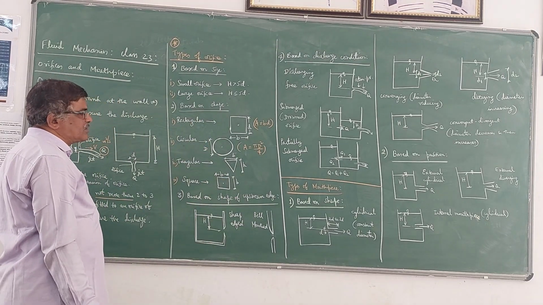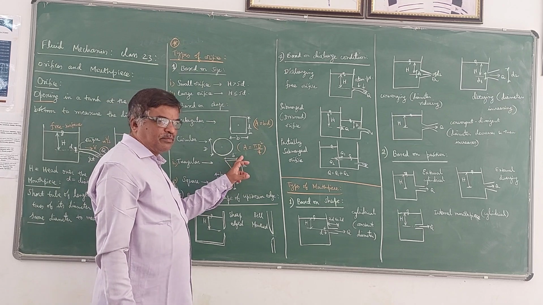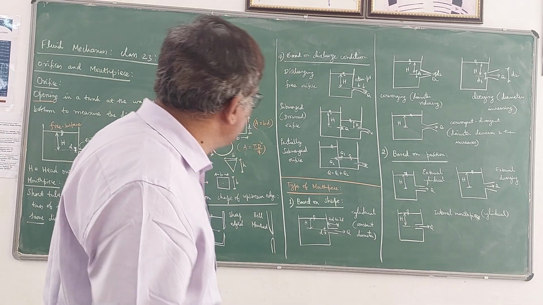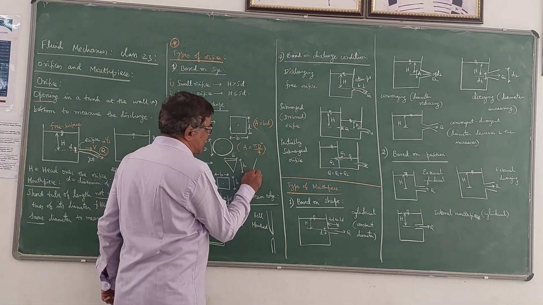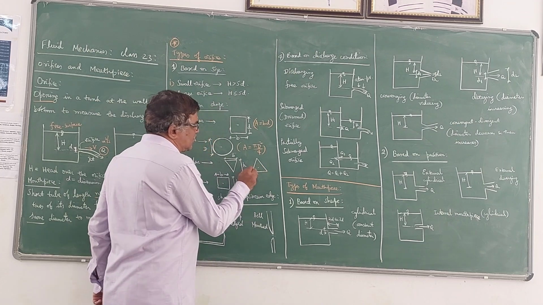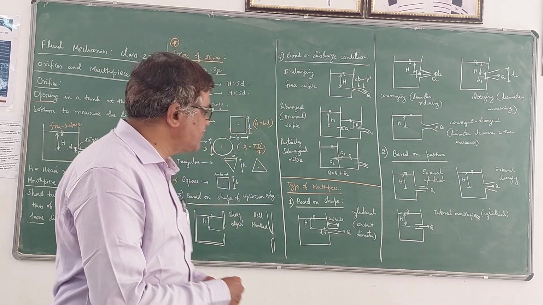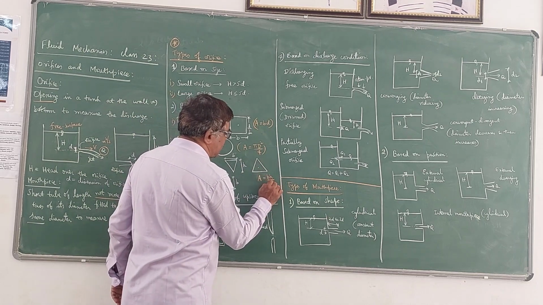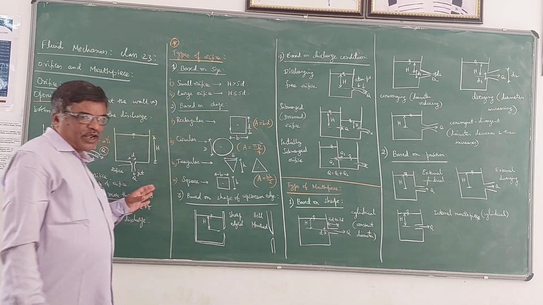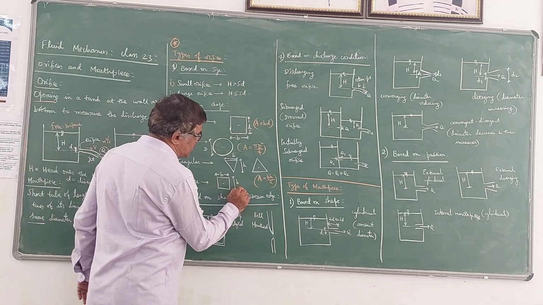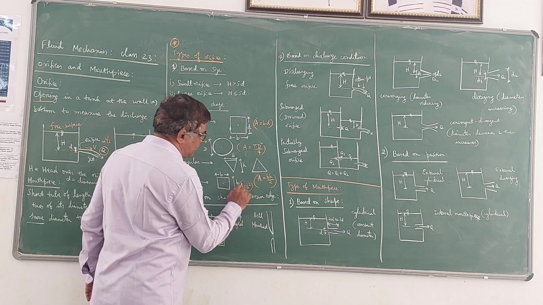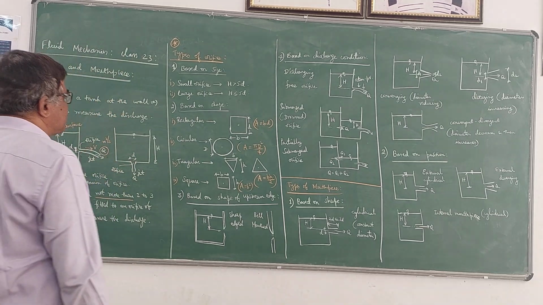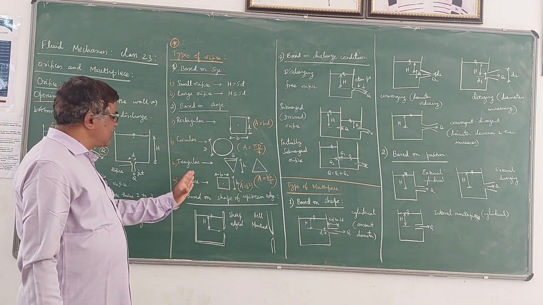Then triangular orifice: the base you can take as B and the height of the orifice as H. It can be fitted like this or like this also. In both cases, the area of the orifice through which the water flows is half into width into height, so BH by 2. Coming to the square shape, both dimensions are equal, so A is equal to B into B, that is B square. So depending on the geometrical shape, the orifice can be classified as rectangular, circular, triangular, and square.